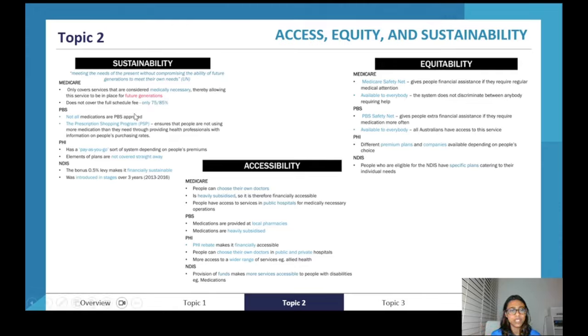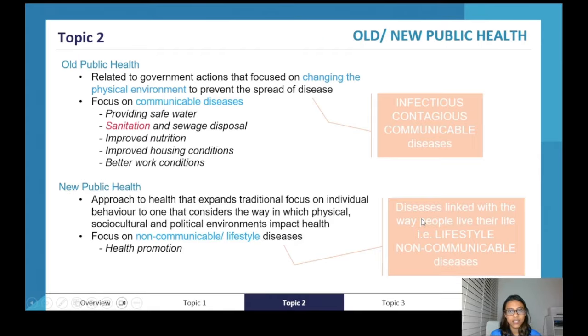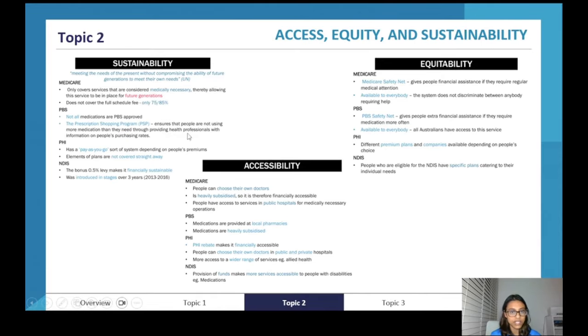Obviously, you don't need to know the specific medications that PBS doesn't cover. You just need to know that not all of them are PBS approved. And that's in terms of sustainability. So these are some of the links to sustainability, some links to equitability, and accessibility. And also definitely annotate off this for more links. Always be practicing, guys. Always be practicing.